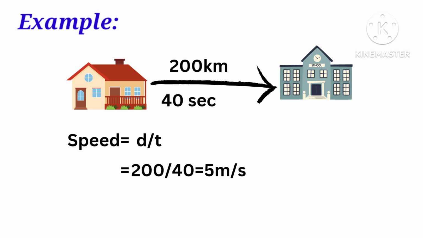Now we have to find the speed. For finding the speed, we take the formula: speed is equal to distance by time. Distance is 200 km divided by time 40 seconds. The answer is 5 meter per second. The girl has taken 5 meter per second of speed to travel from her house to school.